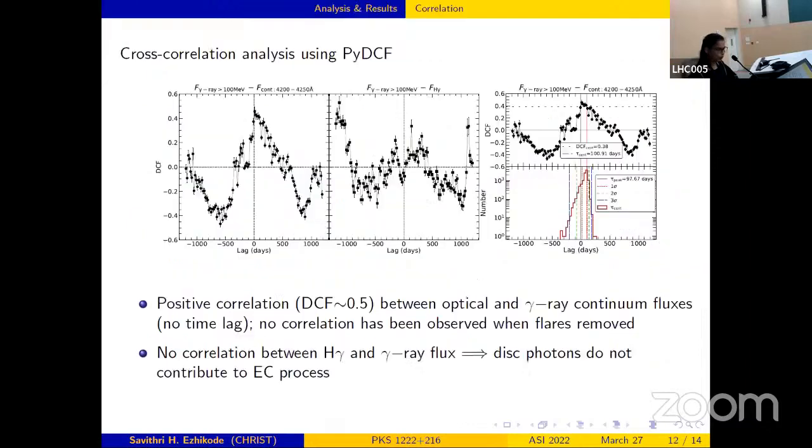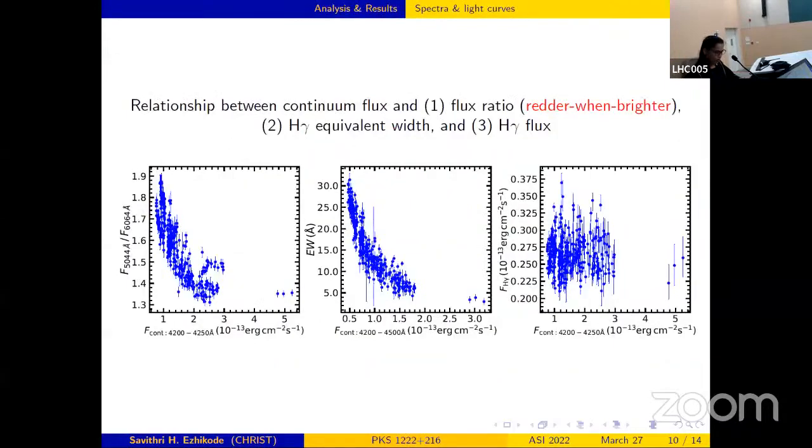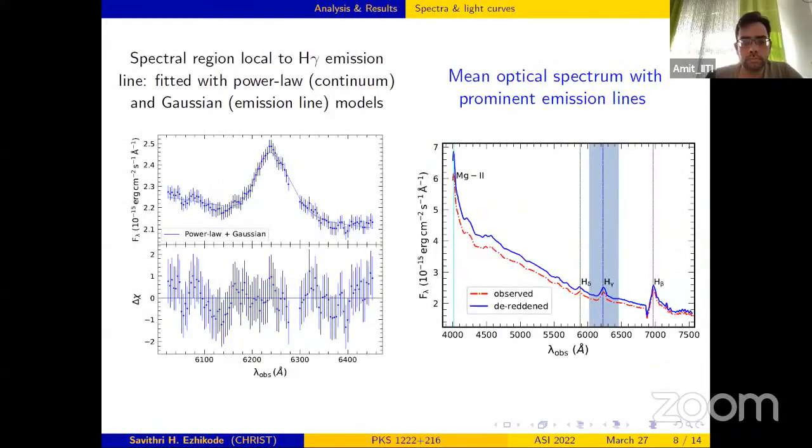Yeah, this is one of the bright FSRQs, and it has coordinated monitoring in both gamma ray and optical. And it has a strong H gamma emission line. It is pretty strong, and it is not affected by any atmospheric absorption features. So we could constrain the optical flux of the source and the continuum separately.